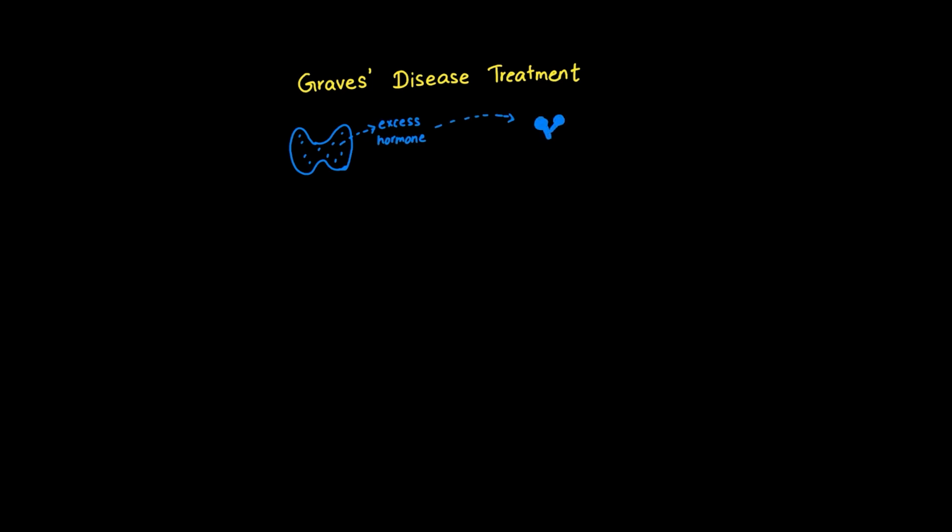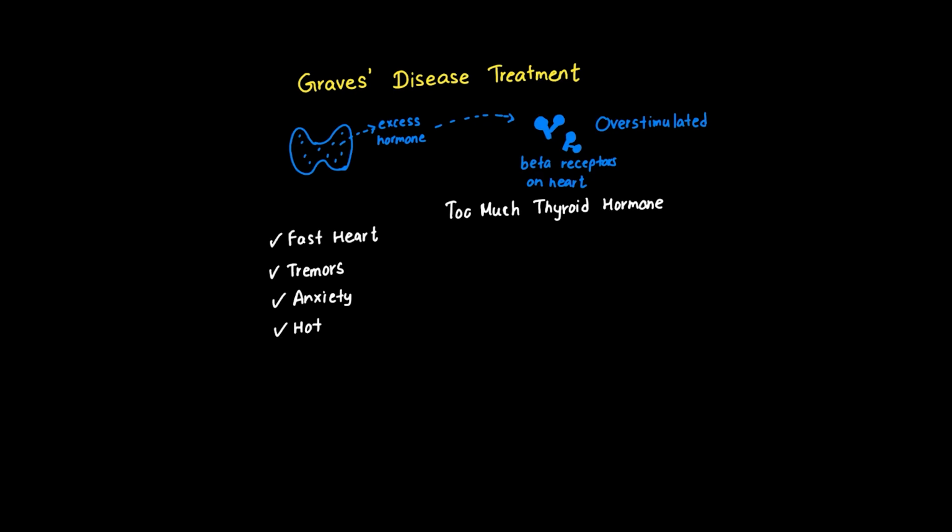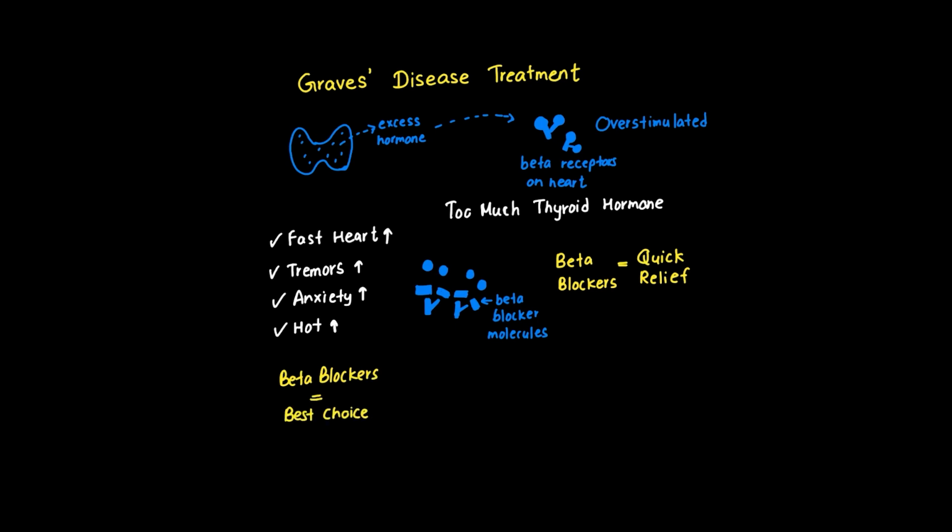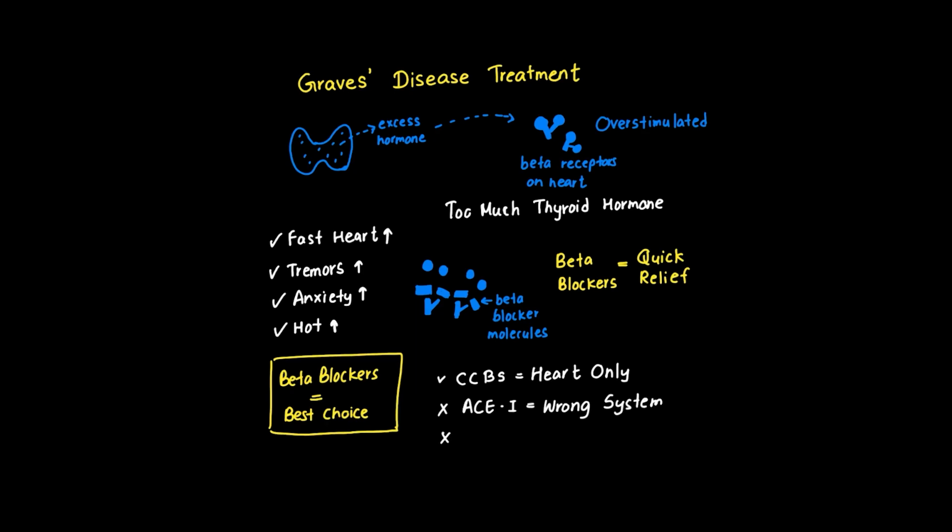Let's examine why beta blockers are the gold standard for controlling hyperthyroid symptoms while awaiting definitive treatment. In Graves' disease, excess thyroid hormone overstimulates beta-adrenergic receptors throughout the body. This causes tachycardia, tremors, anxiety, and heat intolerance. Beta blockers directly block these receptors, providing rapid symptom relief within hours. They don't fix the thyroid problem but make patients comfortable. Calcium channel blockers can slow heart rate, but don't address tremors and anxiety as effectively. ACE inhibitors work on blood pressure through a different mechanism unrelated to thyroid symptoms.